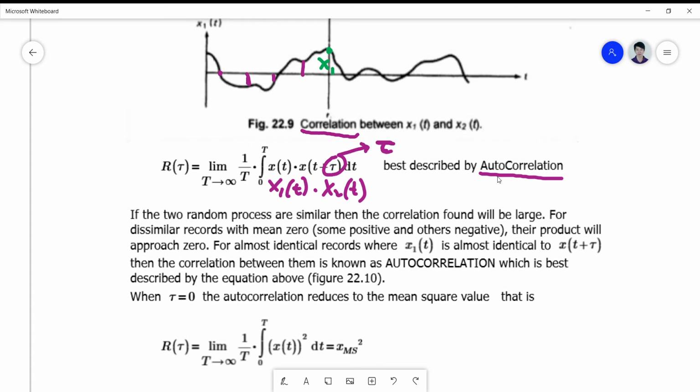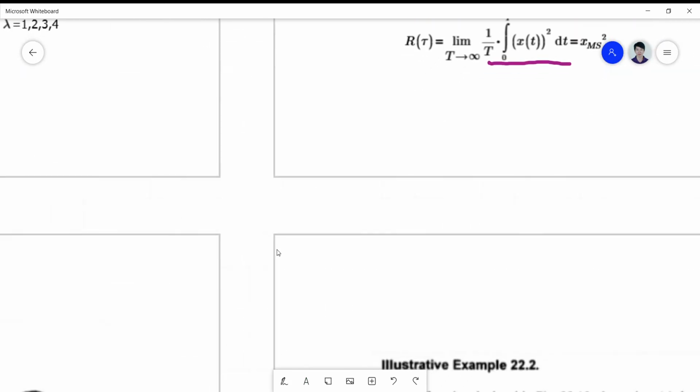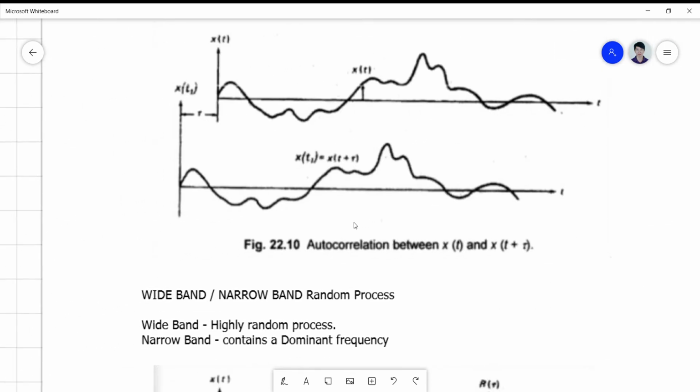And in figure 22.10, this can actually be seen. So when tau is equal to 0, the autocorrelation will simply reduce to this mean square value. That is this term. So remember again the formula for the mean, the average value. It's just like this, right? Okay? So we only take note of the mean squared value, so it is just this, right? When your tau is 0, your delay is 0, which means to say that you have exactly the same record. Okay, so here, if there is a record that is exactly the same, such as this one, this is where the autocorrelation comes in.